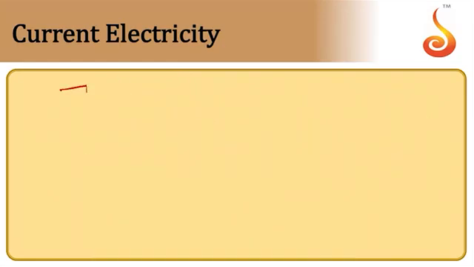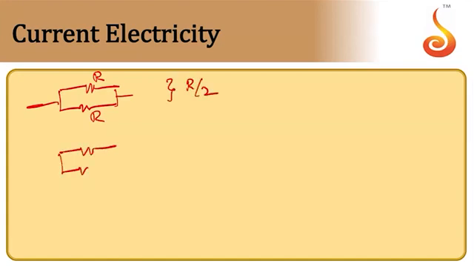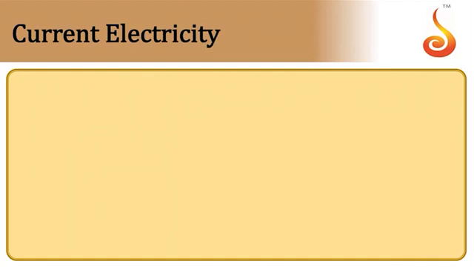For example, let us consider two resistors which are connected in parallel, R and R. What is the equivalent resistance? R by 2. If there are n such identical resistors all connected in parallel, then the equivalent resistance is R divided by n. These ideas are regarding resistors.